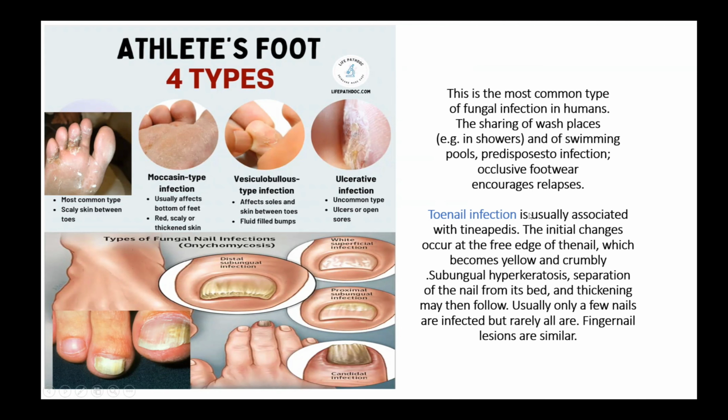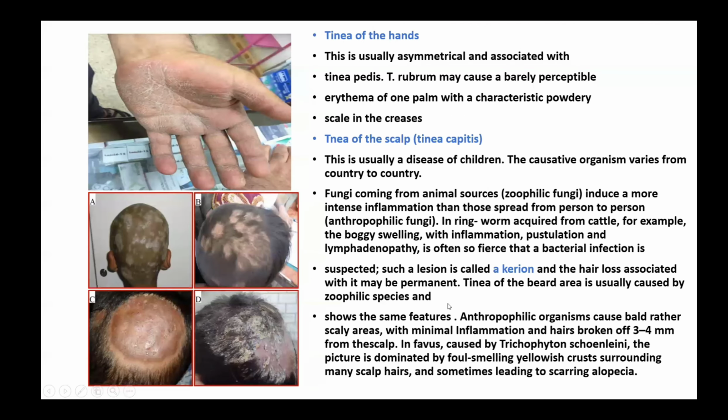Toenail infection is usually associated with tinea pedis, and the initial changes occur at the free edge of the nail, which becomes yellow and crumbly. Subungual hyperkeratosis and separation of the nail from its bed, and thickening may then follow. Usually only a few nails are infected, but rarely all are infected. Fingernail lesions are similar to toenail infections.